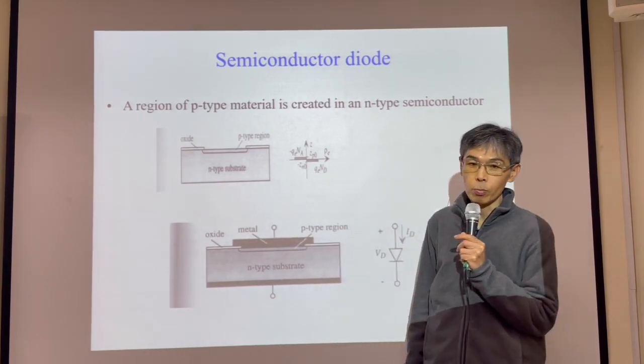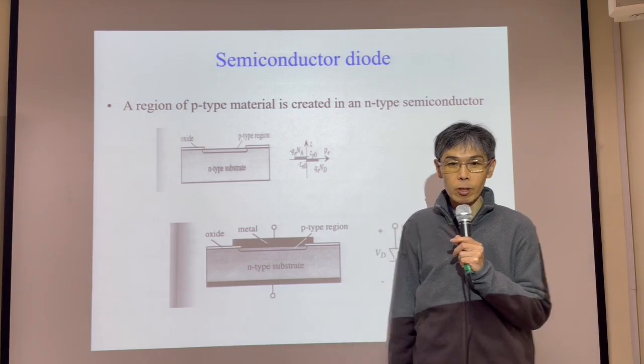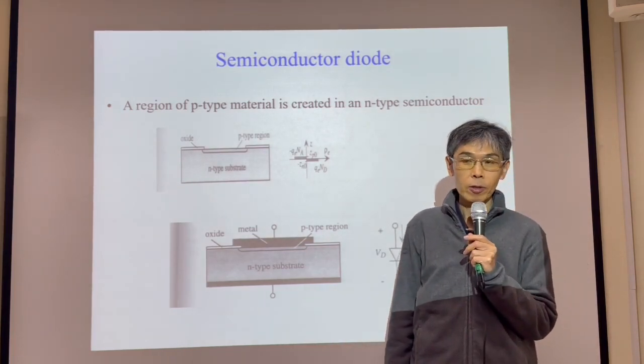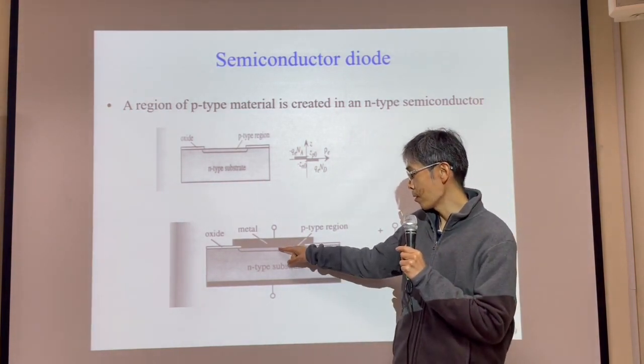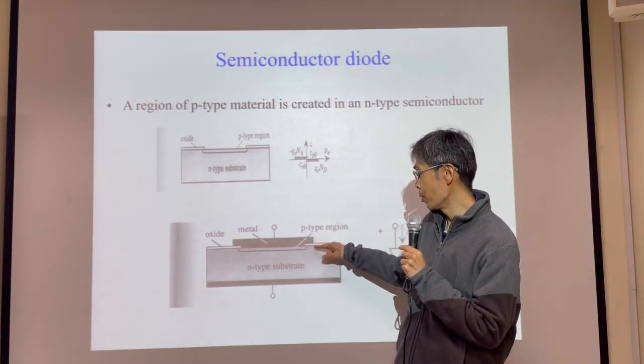So how to create a P-type region on a silicon wafer? Ami, how to create a P-type region here?